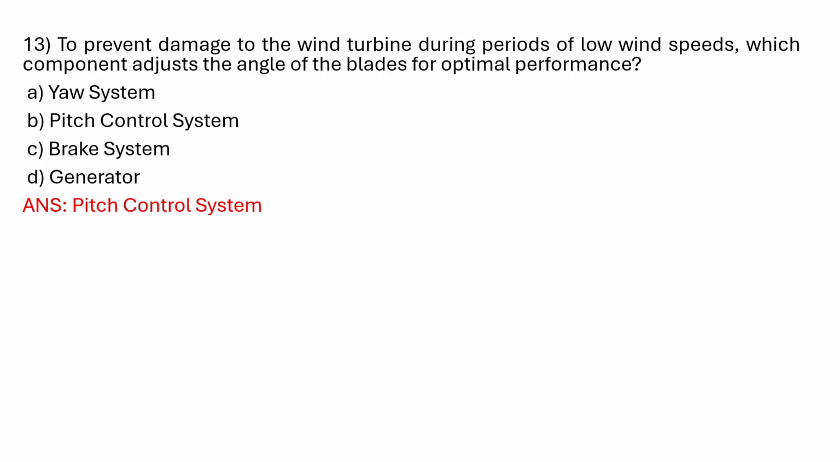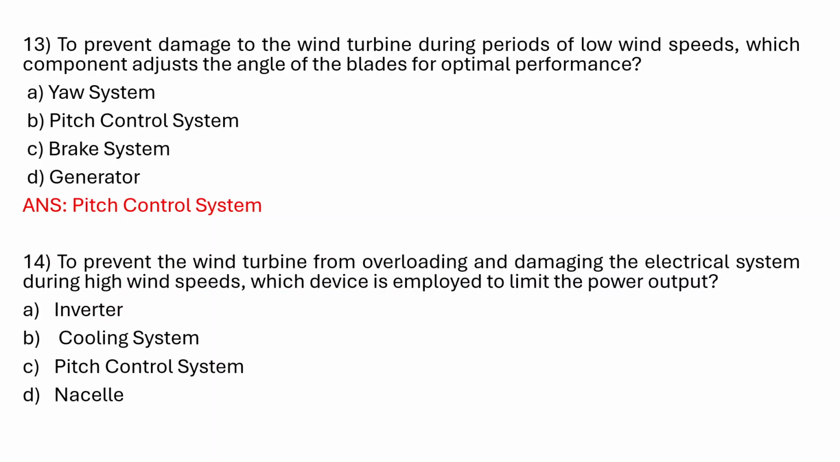Pitch control system. Okay. Next is to prevent the wind turbine from overloading and damaging the electrical system during high speed wind, which device is employed to limit the power output? First inverter, second cooling system, third is pitch control system, and the last one is nacelle.